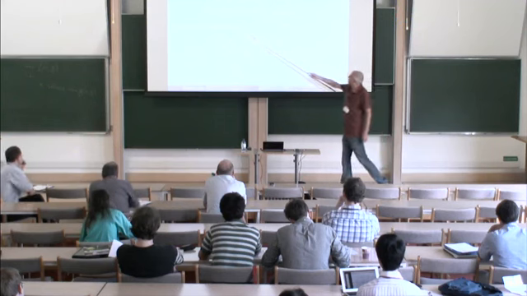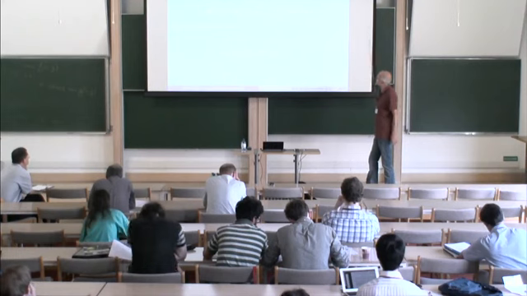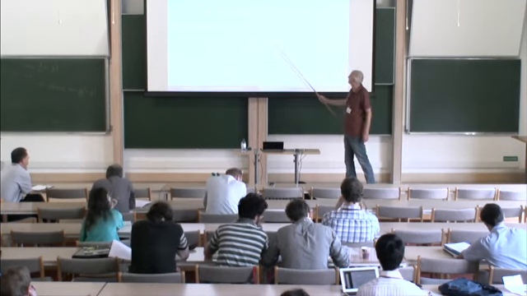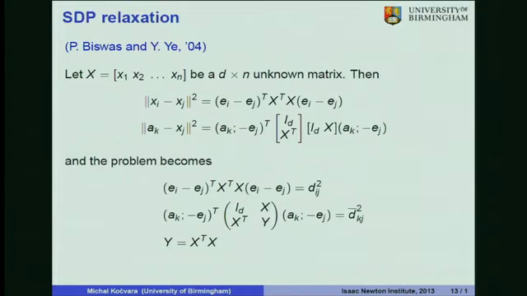And the same for the anchors, the distance of the anchor to the variables. So the problem then becomes, those are my distances. They should be equal to the known distances. The same for the distances from the anchor. They should be equal to the known distances. And here, this capital Y is nothing else than X transpose times X.